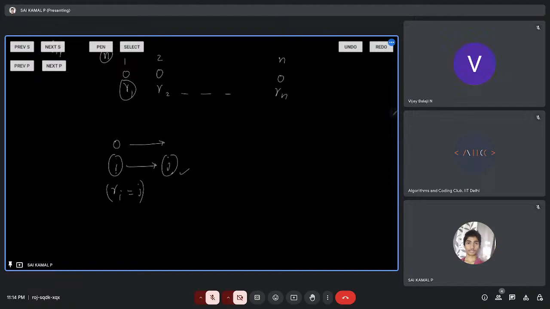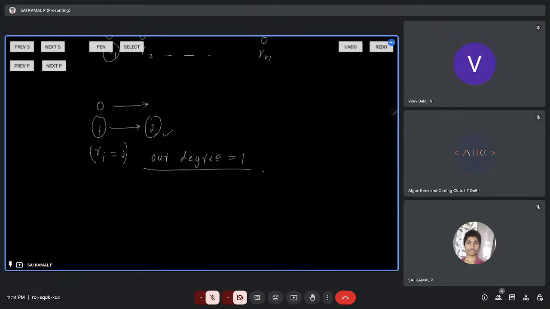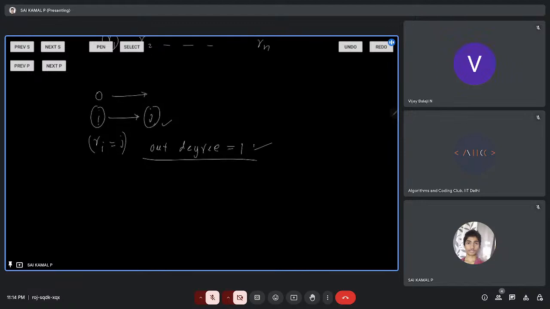So what makes this graph unique is that it always has out-degree of 1. Out-degree is always equal to 1 for any node, because each person will always give to only one person. So we have out-degree always equal to 1.